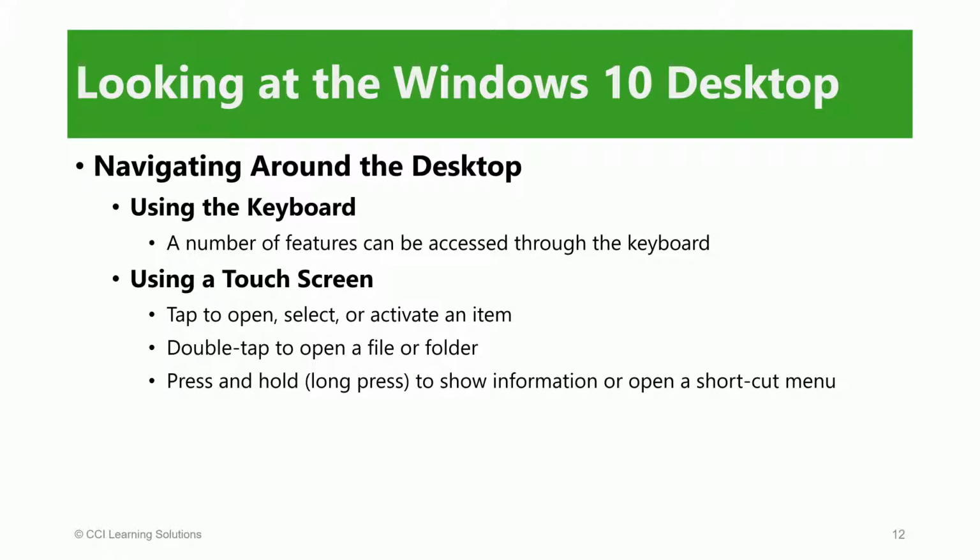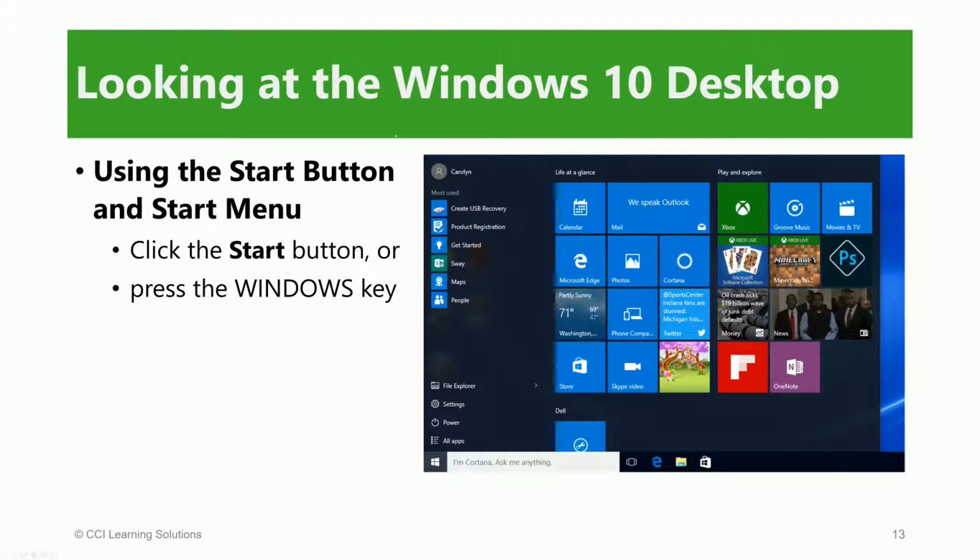And then lastly, we have our touch screens that allow us to interact with the desktop by tapping on the screen. When we want to select or activate an item, we just tap on it. If we want to open it, then we double tap. Very similar to your pointer, except you're using your finger. And if you press and hold, then you can also bring up that shortcut menu, kind of like the right click of our mouse.